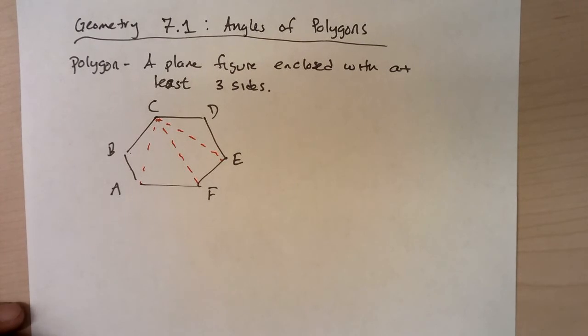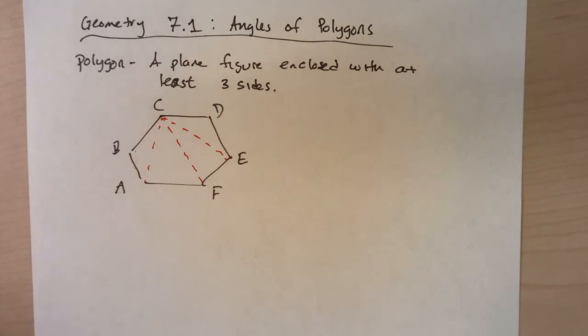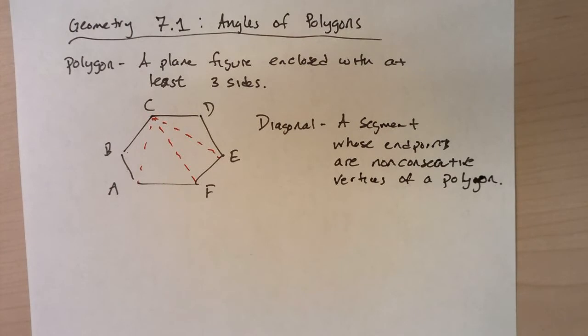So there's quite a few diagonals in there, but a diagonal is just a segment that's made up of non-consecutive vertices of the polygon. Notice I started with a hexagon, so the six-sided figure to show you the diagonals. I didn't start with the triangle because any segment in the triangle would have to be from consecutive vertices. A triangle actually would not have diagonals.